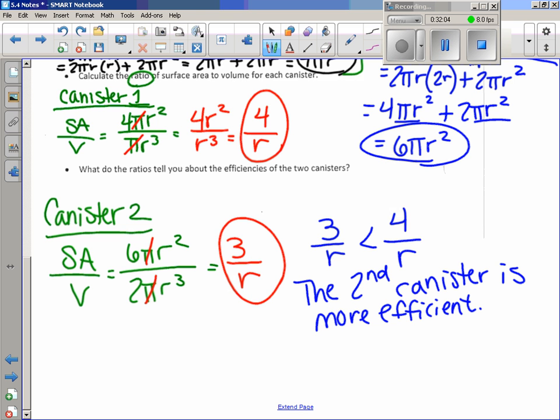Yes? So if it were in reverse, like volume to surface area instead of surface area to volume, wouldn't the first one be smaller because it's over 4 and like 1/4 is smaller than 1/3? Yes. Very good question. Anybody have a question on the last part? Okay.